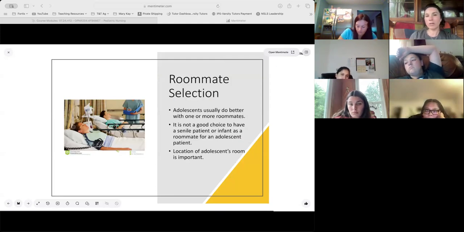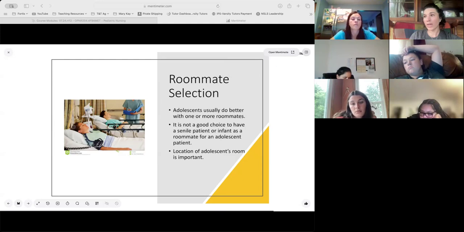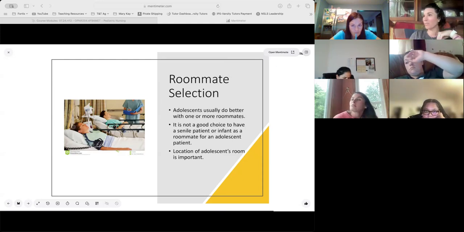So making sure that we're going to pair them with somebody their own age so that they can have those peer interactions. We also probably don't want to put them right next to the nurse's station. They're going to feel like we're constantly looking at them, disrupting their privacy. So they're going to do a little bit better towards the back of the unit where they can have that privacy. Our infants are going to be more appropriate to be right outside the nurse's station because we can keep a close eye on them.